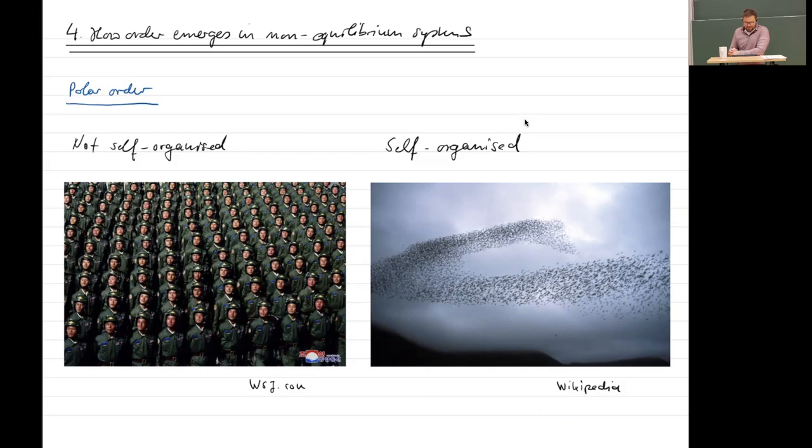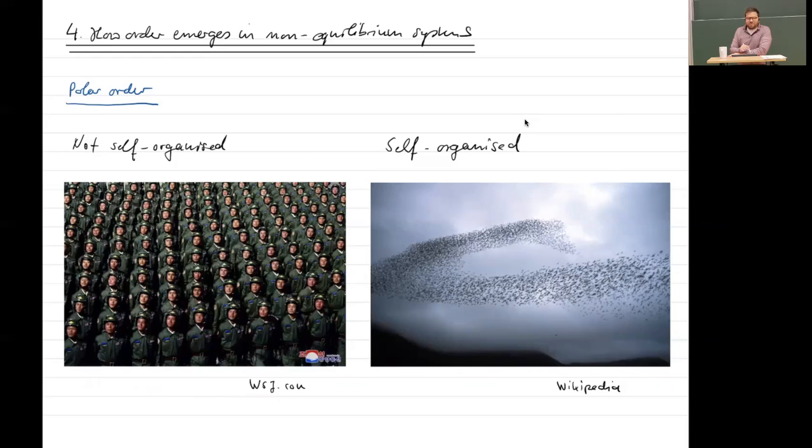On the left-hand side, I took a picture from North Korea, assuming that nobody from North Korea is joining us, and I'm not offending anybody. You can very clearly see polar order in these soldiers and in the faces of these soldiers. Is that the job of a physicist to understand? Probably not. This polar order has a very simple origin.